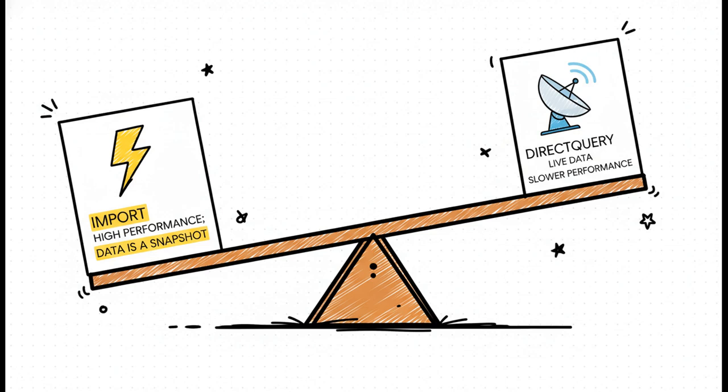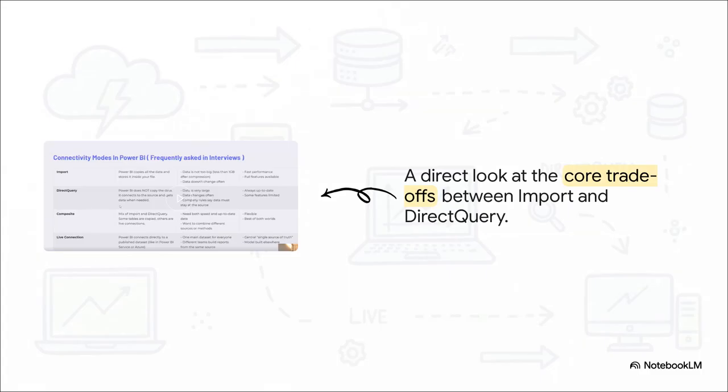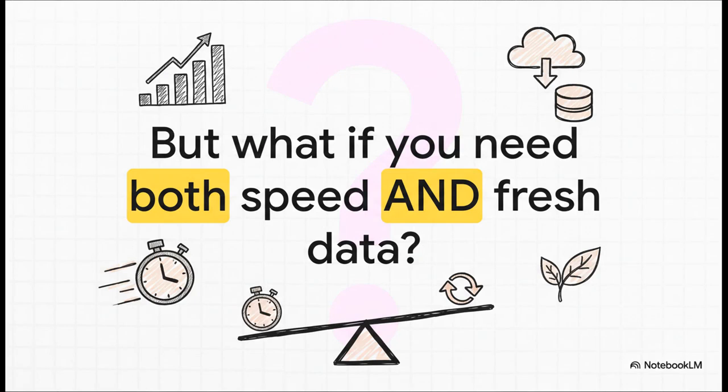That's the core trade-off. And if we look right here, this image just lays it all out so clearly. You can see the two modes side by side. You've got import on one side, fast, full-featured, a snapshot, and direct query on the other. Always current, great for big data, but with some limitations. This is basically your mental cheat sheet for these two big ones. And that brings us to the most obvious question, doesn't it? Because in the real world, it's never that simple.